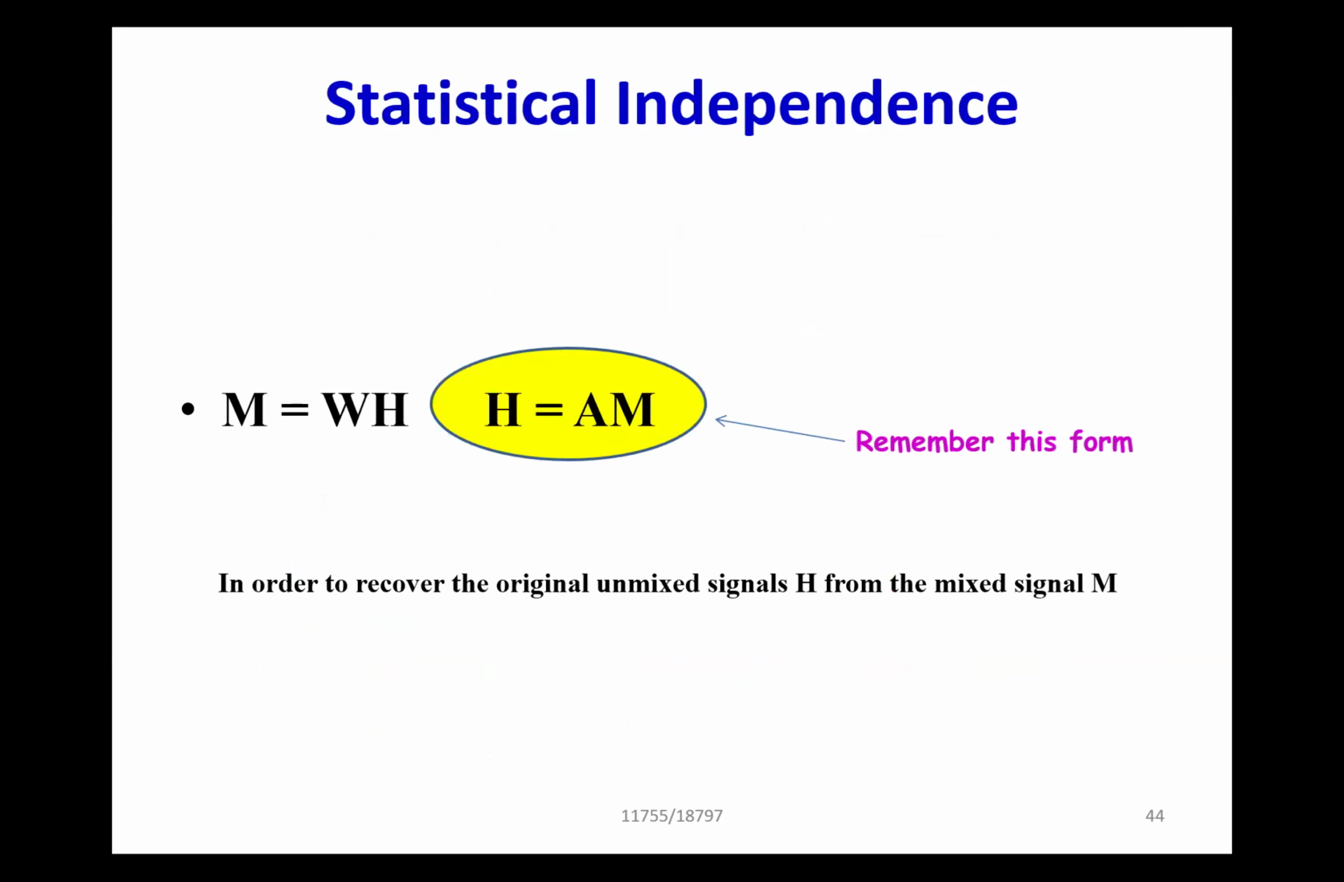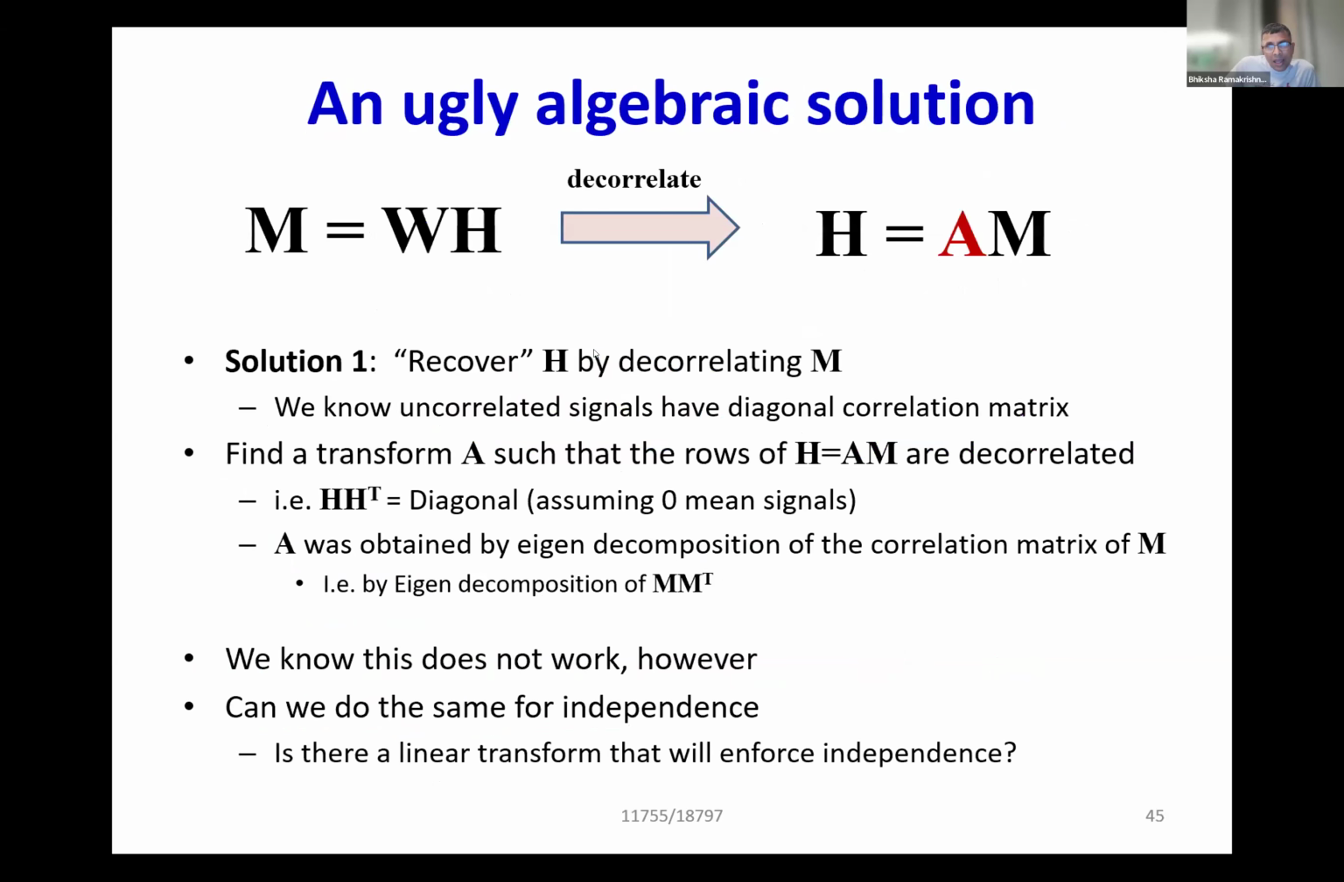Okay. So this is the form we have, right? H equals A times M. And so we want to recover H from M. Now, how do you recover H from M? One simple way was to try to decorrelate M. That's what PCA did, what the decorrelation-based techniques did. But that didn't actually recover H, because we saw that in the case of the music, we didn't actually recover the independent notes. So also over here, simply decorrelating stuff will not work.